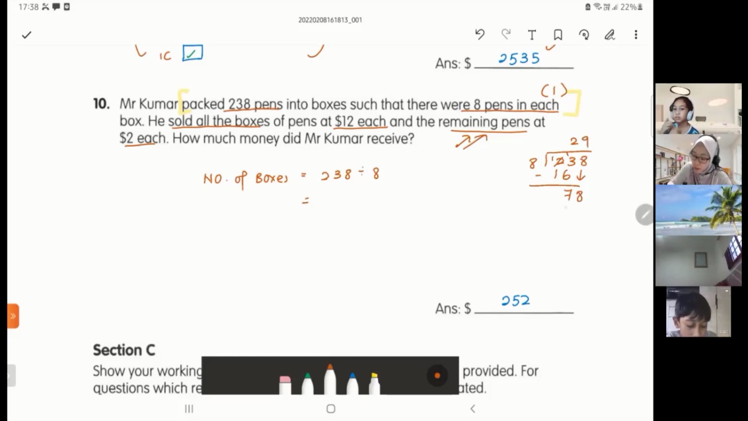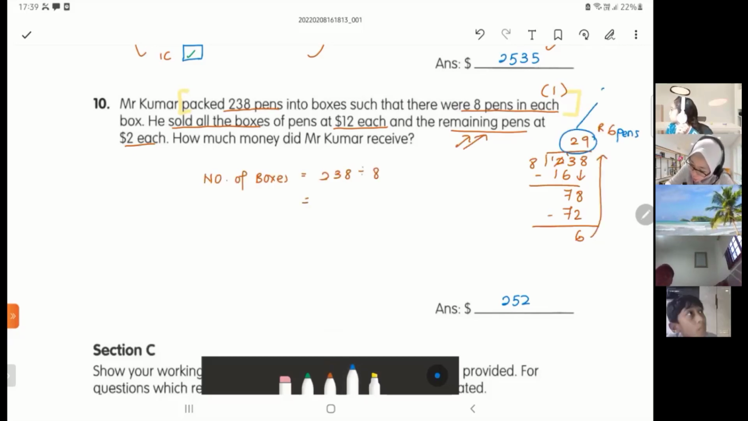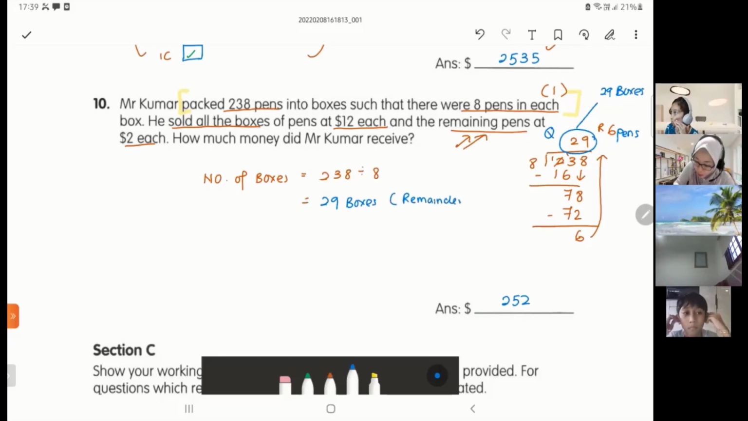9. That will be 9 times 8, 72. 6 is my remainder. Can you see this is my remainder 6? I bring it up. Remainder 6. 6 what? 6 pens. 29 what? 29 boxes. This is the difference when you look at division, quotient, and remainder. The top here is called the quotient, and this is my remainder. So the quotient is the number of boxes. There are 29 boxes and a remainder of 6 pens. Write down like this.